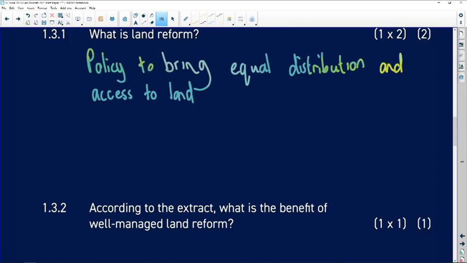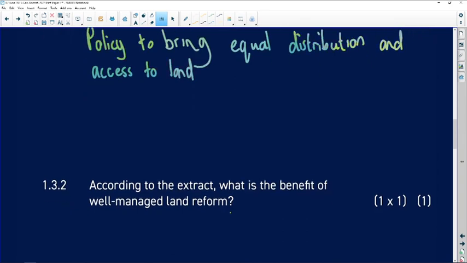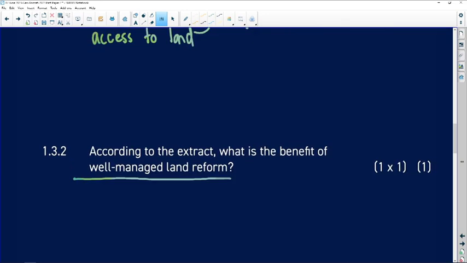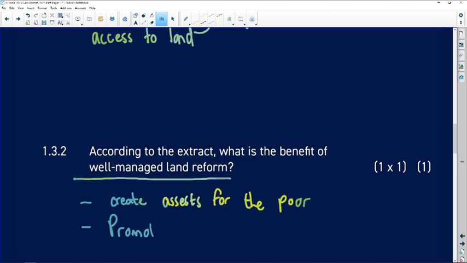According to the extract, what is the benefit of well-managed land reform? Once again, most importantly, it creates assets for the poor, it promotes development. And we can also mention, if there's development taking place, it creates jobs.